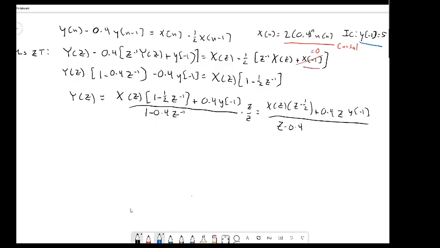We have our initial condition. We know what that is. That's a 5. We need our x of z, the z transform of our input. Well, we're going to definitely have the 2, and the 0.4 to the n u of n has a transform that should look like z over z minus 0.4. And so we can substitute all that in.